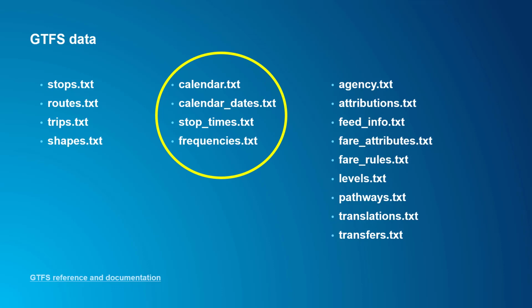Now I want to talk about the files in the second column. Calendar, calendar dates, stop times, and frequencies. These files describe the transit schedules. In a later video, we'll see how to convert these files, as well as the files in the first column, into the Esri Network Analyst Public Transit Data Model, which can be used to analyze the frequency of public transit service and to model travel by public transit using the ArcGIS Pro Network Analyst extension.